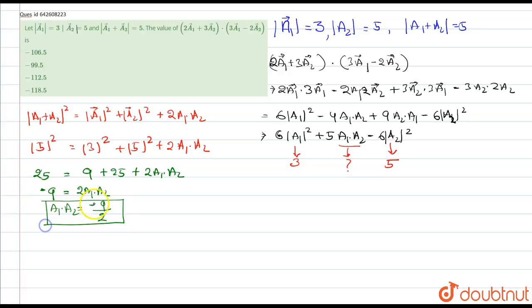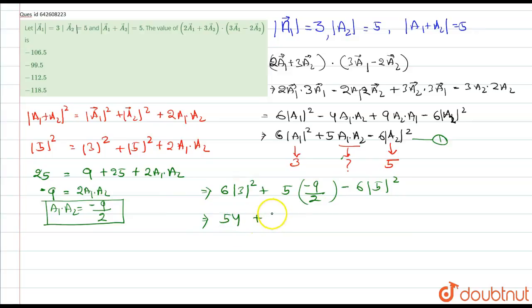Now we will put the A1 dot A2 value in equation 1. By putting it, we get 6 into 3 square, plus 5 into minus 9 by 2, then minus 6 into 5 square. So the value is 54 plus minus 45 by 2, then minus 150. That is 54 minus 22.5 minus 150, which is equal to minus 118.5, and this is our answer.